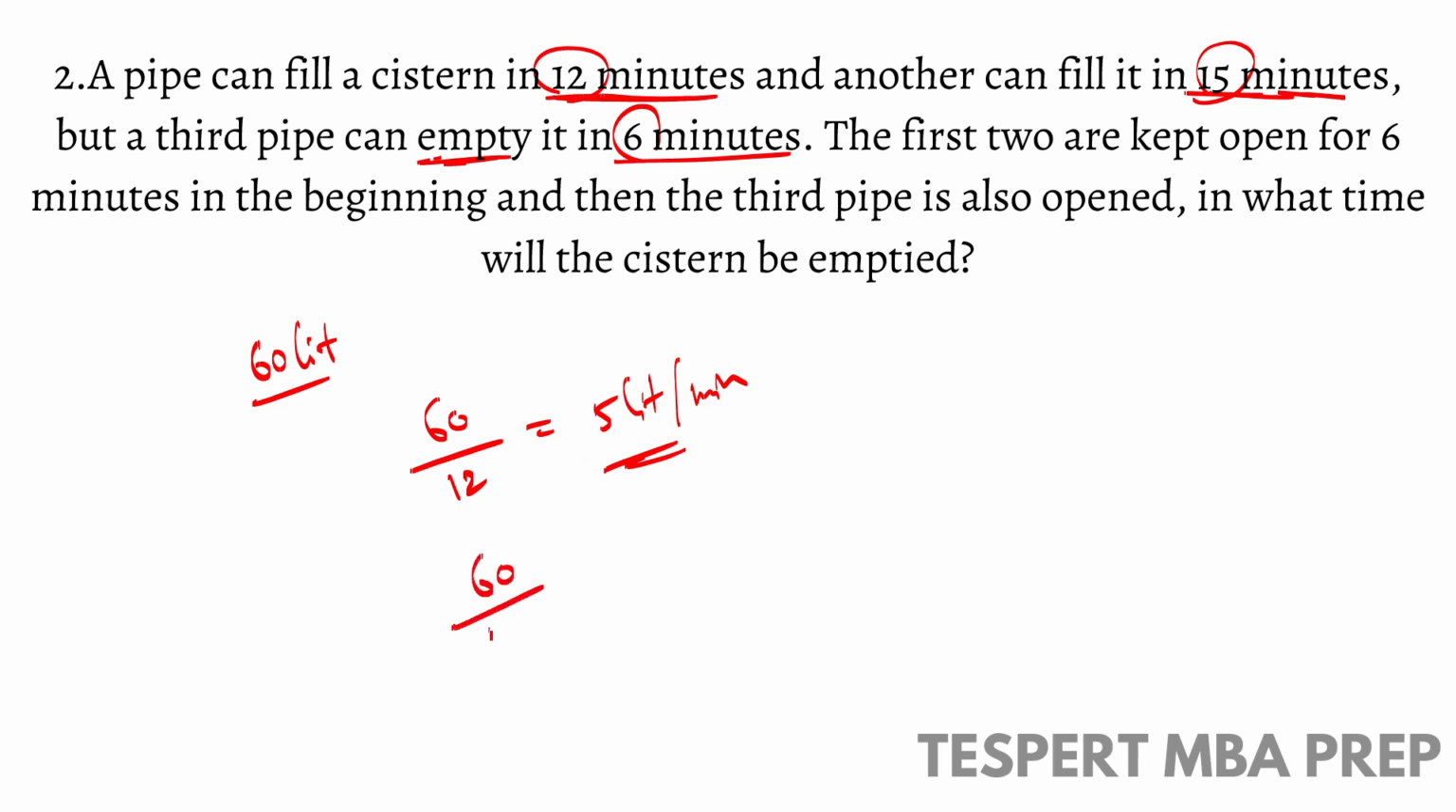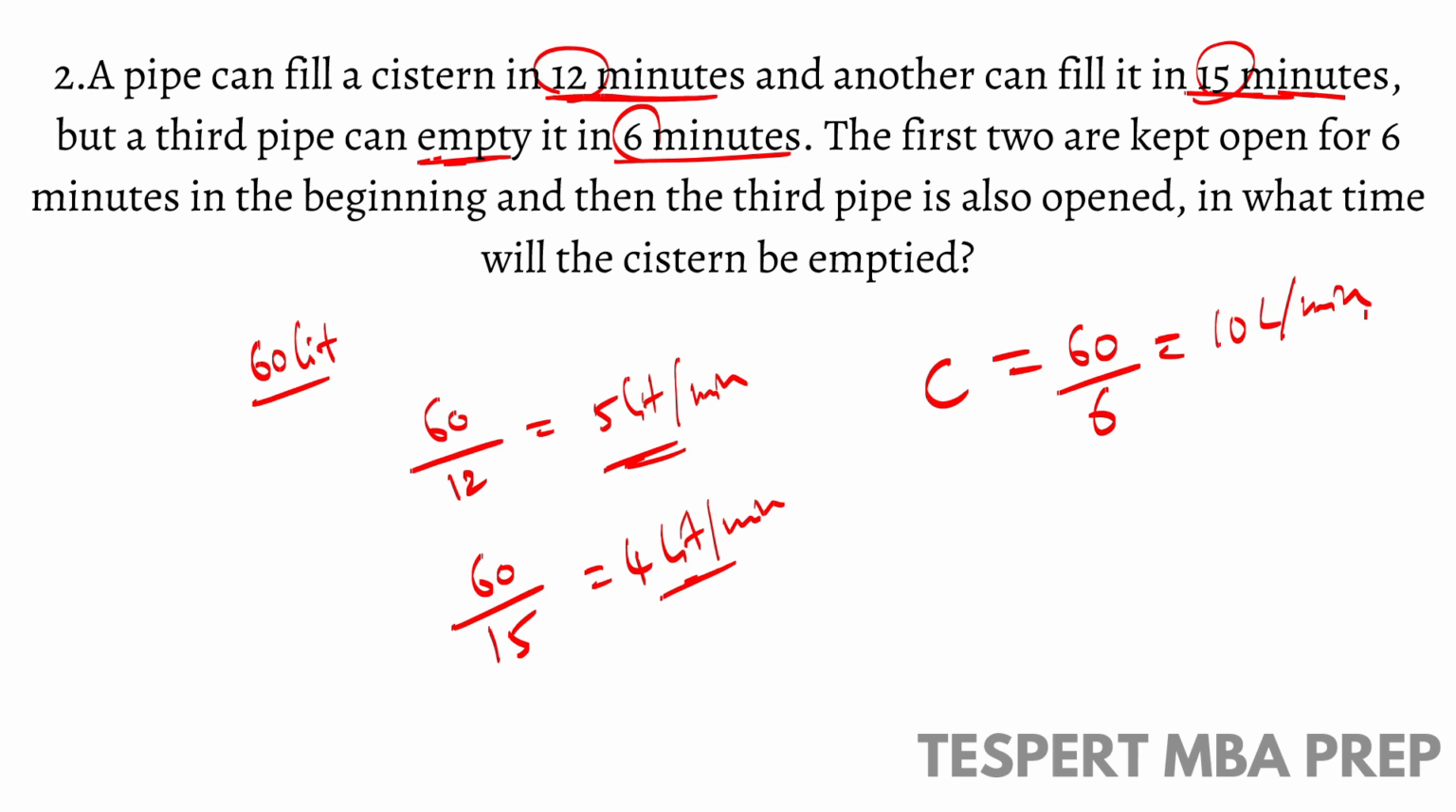Whereas B can fill the tank at 4 liters per minute, and the other pipe, let's say C, can empty the tank at 10 liters per minute. If we observe here, if we add 5 plus 4 minus 10, this will be minus 1. So overall this will be a negative work. The first two pipes are kept open for 6 minutes in the beginning and after that the third pipe was opened.